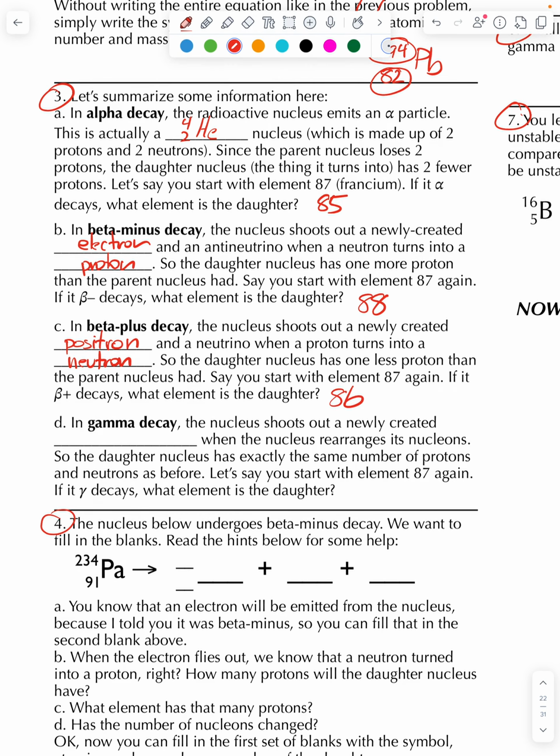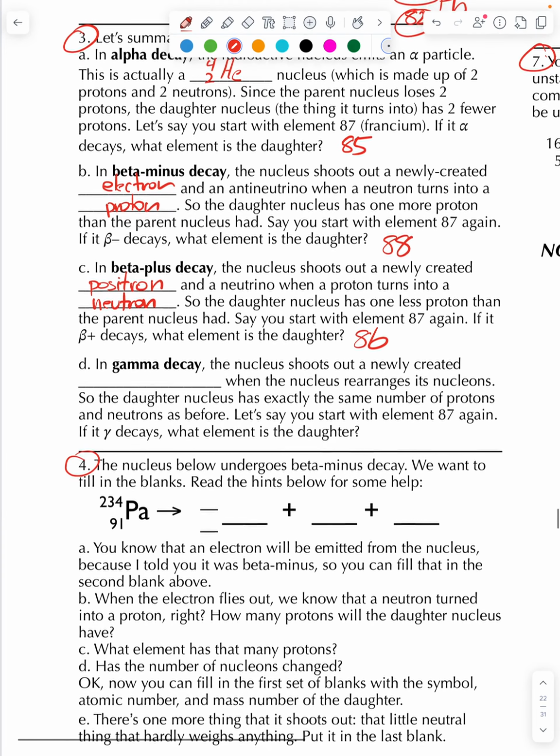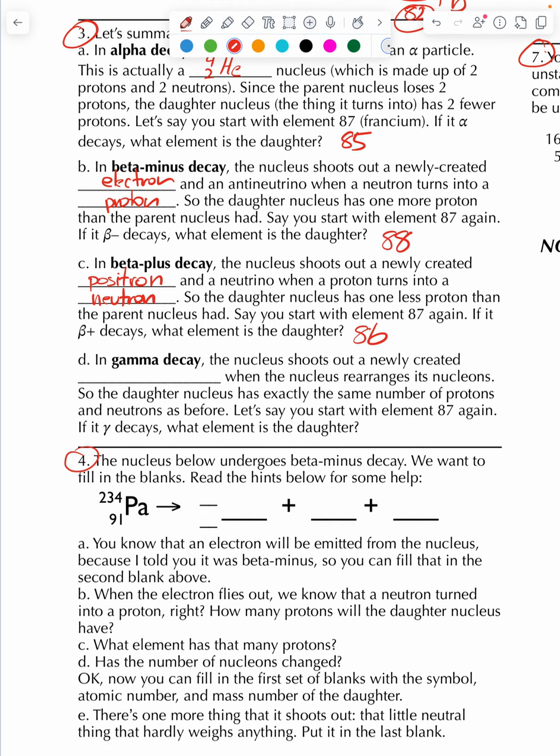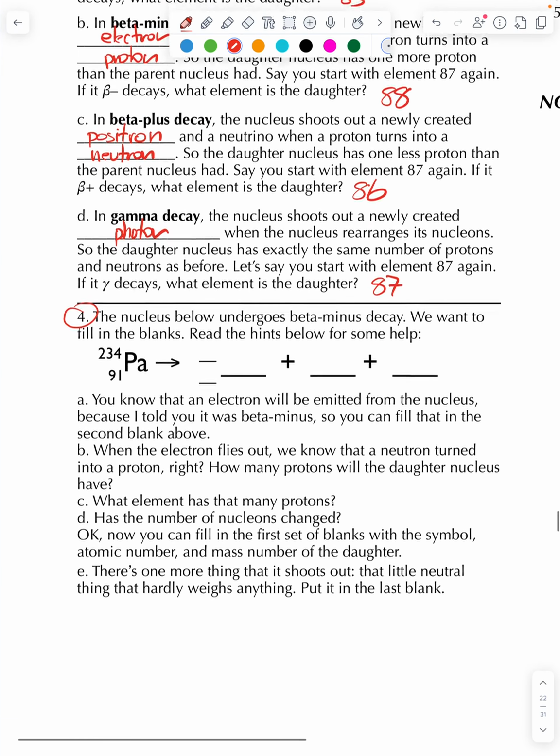So write these things down. Beta plus, a proton is turning into a neutron plus a positron plus a neutrino, but also write down that in beta plus, you end up with the previous element. Now in gamma decay, the nucleus shoots out a newly created gamma ray or photon, but it's not changing the number of protons or neutrons, so the daughter is the same. It's still element 87.